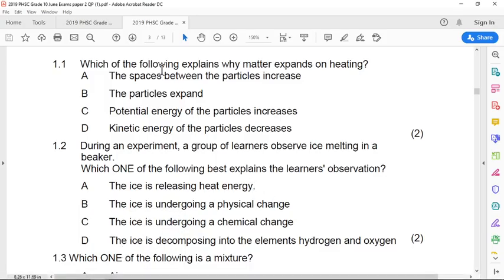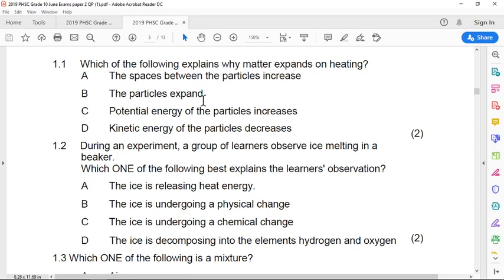Okay, let's look at the June exam, question paper 2, the chemistry paper for grade 10, Limpopo, June 2019. Which one of the following explains why matter expands on heating? The spaces between the particles increase. This looks like a promising answer, but let's not just sign it off yet.